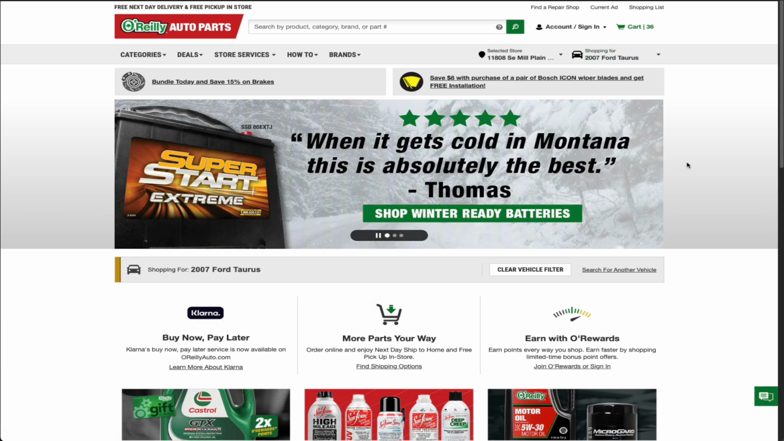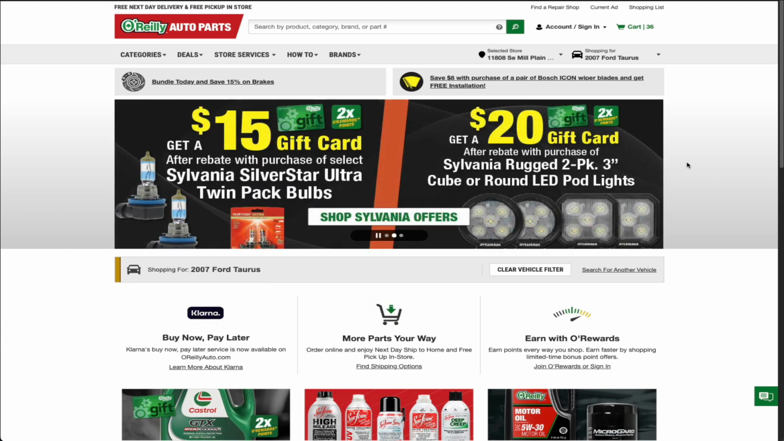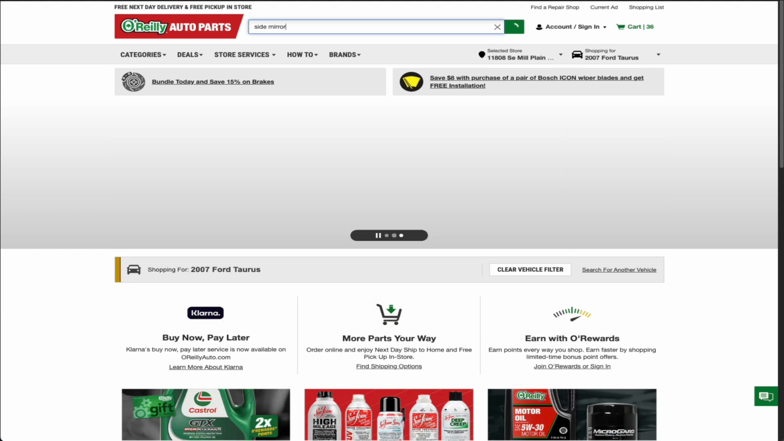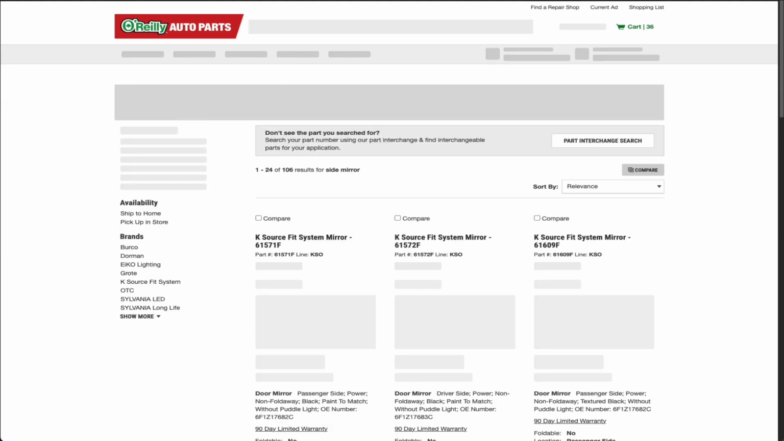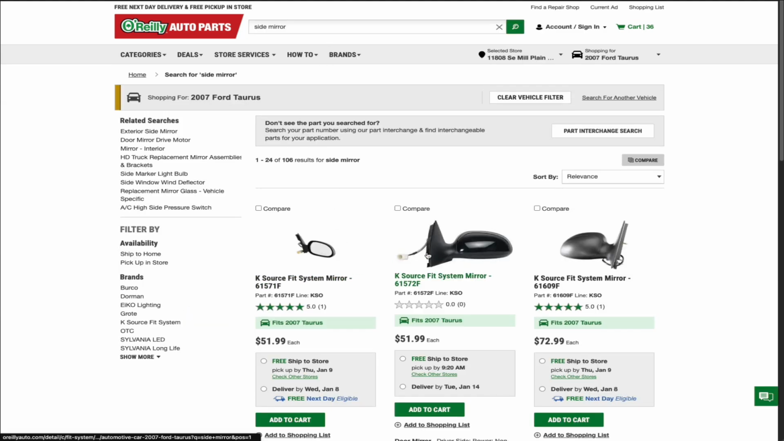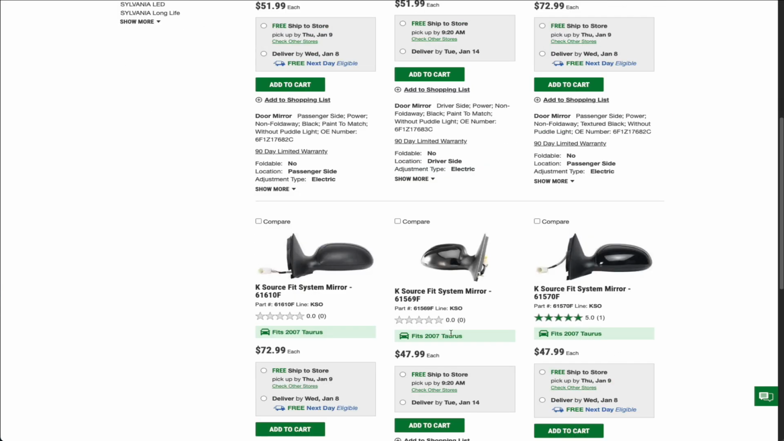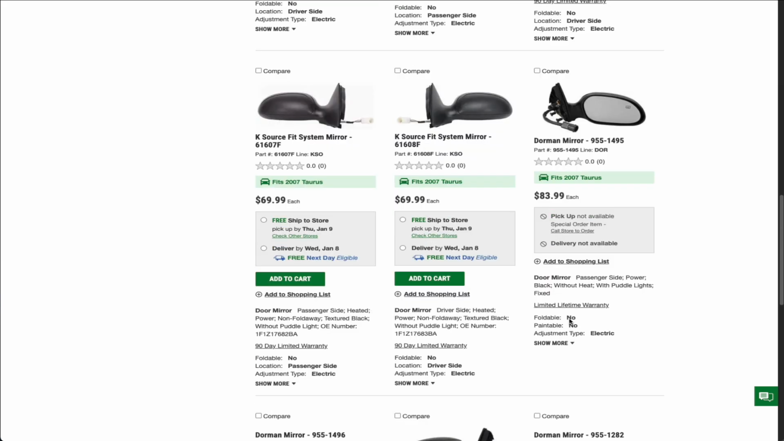So let's say one of the things that I'm missing on that vehicle is my side mirror. So let me see if I can find a side mirror. And I'm in luck. There are side mirrors here. I have a few different brands and models, but these should fit the 2007 Ford Taurus. You can choose to buy an expensive one or a cheap one.